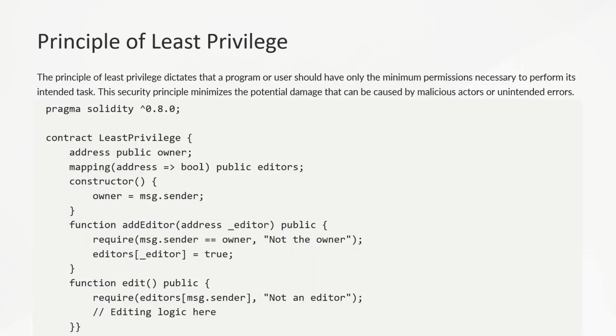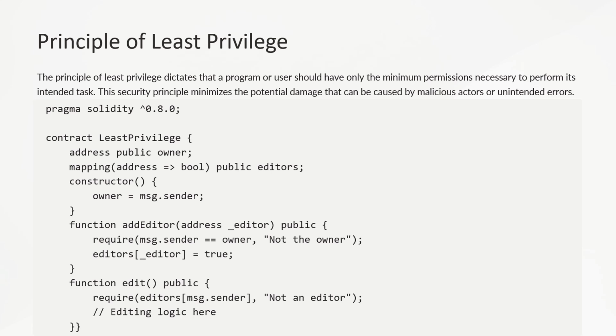The principle of least privilege dictates that a program or user should only have the minimum permissions necessary to perform its intended task. Consider a high security laboratory where only authorized personnel can access specific areas. The principle of least privilege ensures minimal access to reduce risk. Let's look into this through an example.